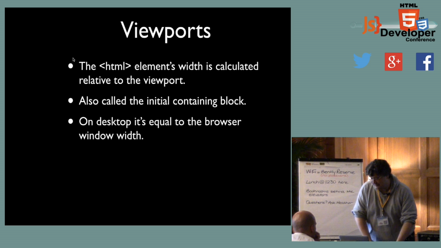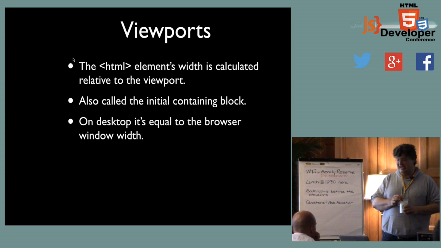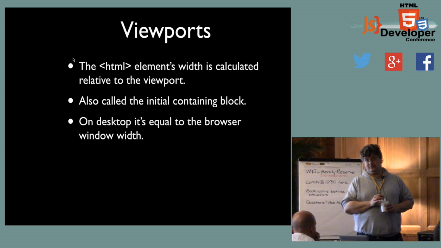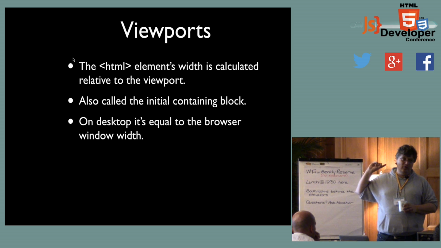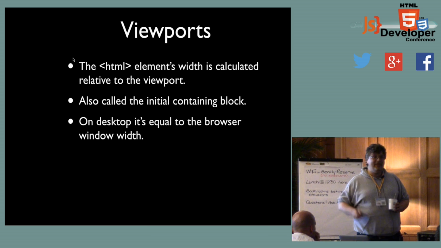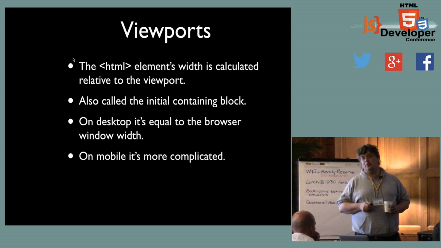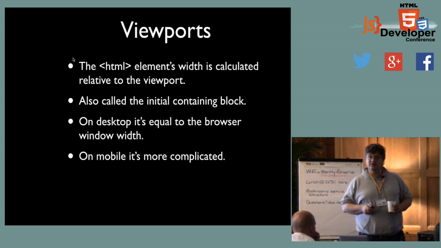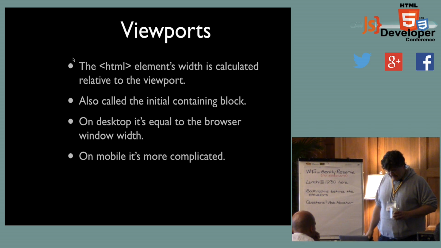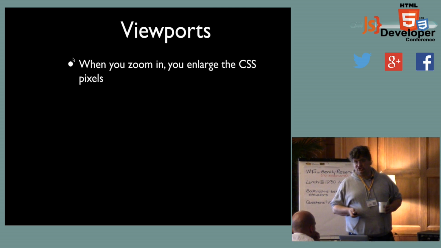As you might have guessed, on desktop, the viewport or initial containing block is equal to the window, to the browser window. And that is why that 34% you saw just now is 34% of the browser window. Now this makes total sense on desktop, but not on mobile, for reasons we'll go to in a moment. But first, a little bit about zooming.